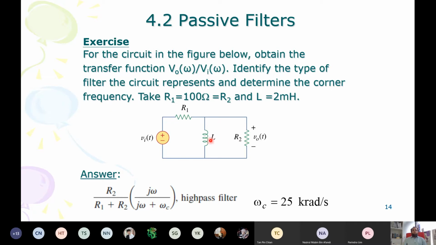We will put omega equals 0 and omega equal infinity. We'll try to find out what is the response. When we will put omega equal to 0, we will see that the overall response, overall magnitude is 0. And when we will put omega equal infinity, we will see that the magnitude is 1. This means 0 for low frequency and 1 for high frequencies. This is a high pass filter, right?